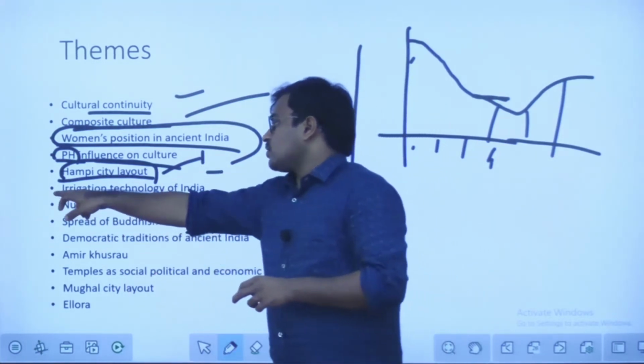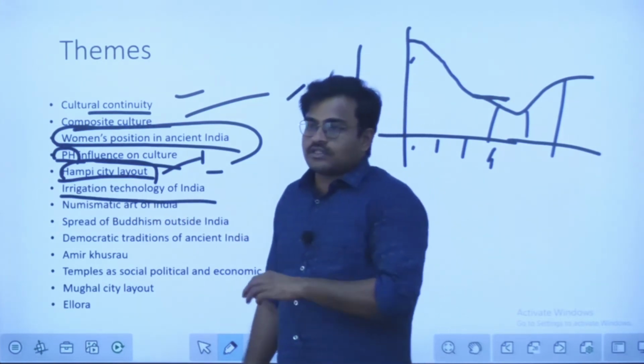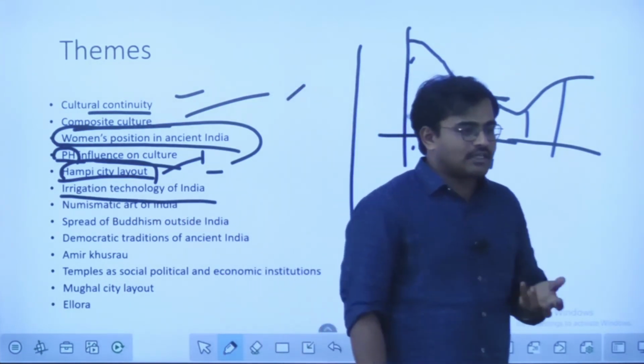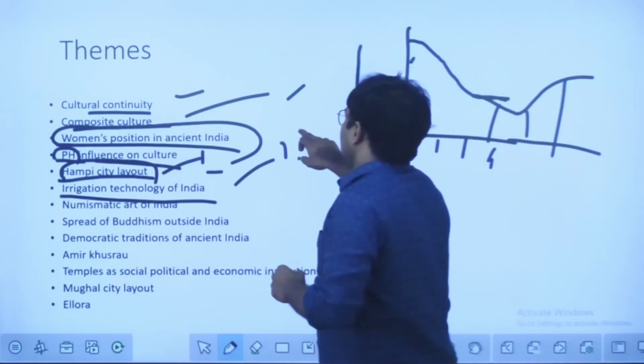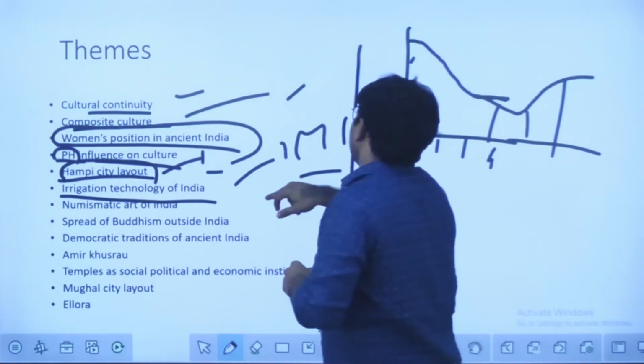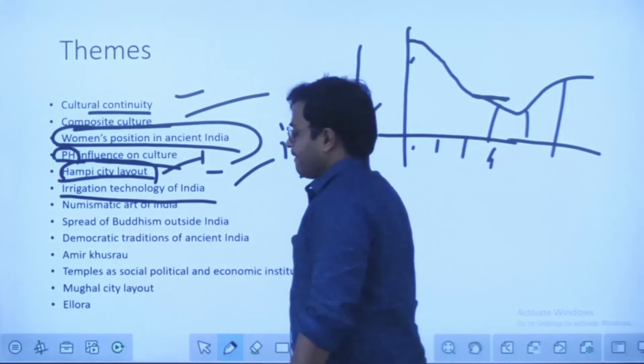Then there is a good question on irrigation technology of India. This is a very, very good question: the evolution of irrigation technology. I have an M11 article on this. I'll send it. Okay. How the irrigation techniques emerged over a period of time.